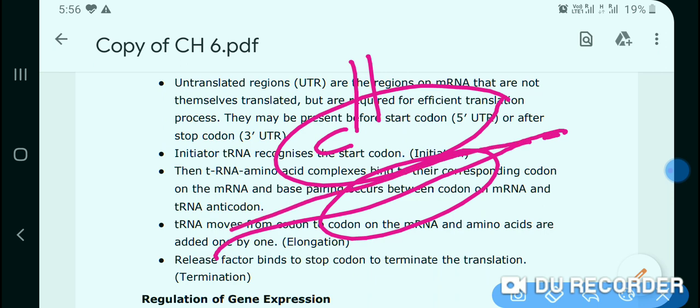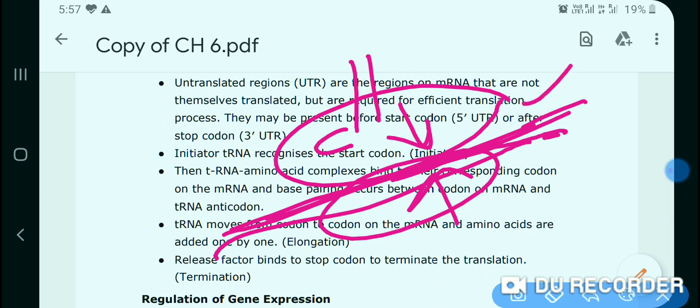In this groove the large polypeptide chain is formed, and this polypeptide chain is also protected from the cellular enzymes. Sometimes if this polypeptide chain is not in the groove, then some cellular enzymes may destroy this. So the groove also protects the polypeptide chain, and it also provides space to attach the messenger RNA.